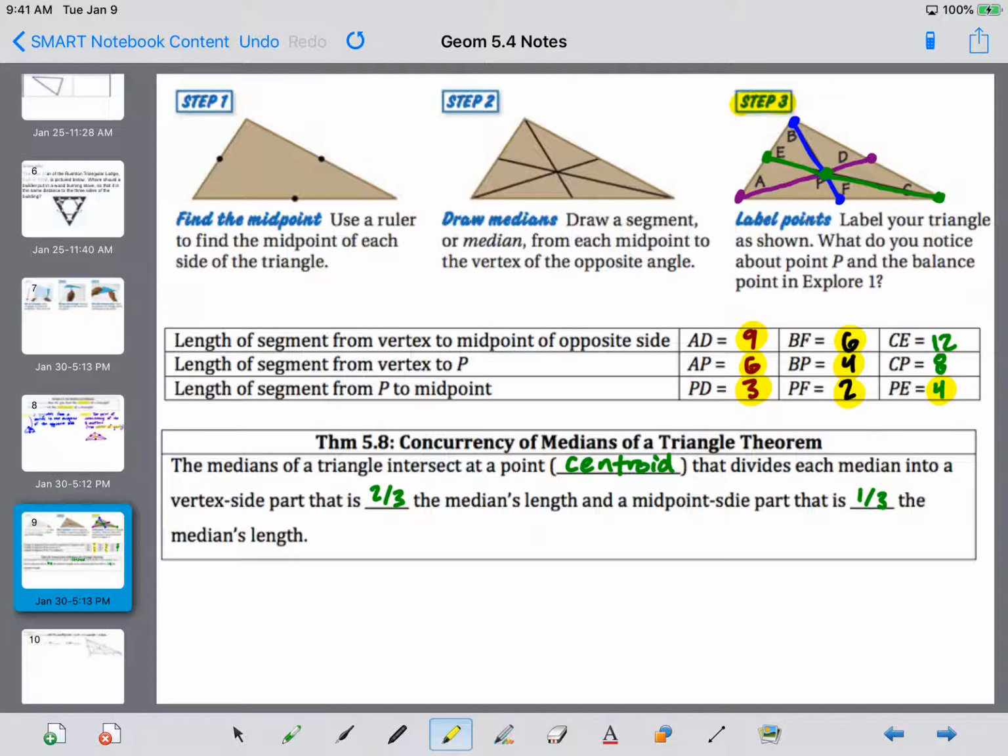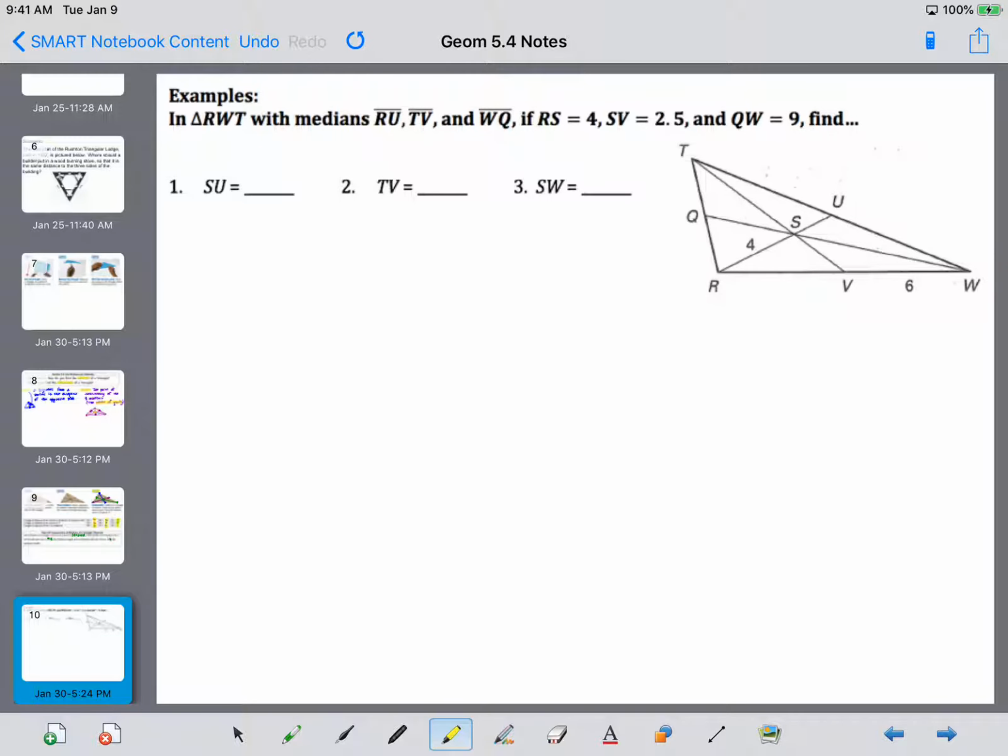And 4 is a third of 12. So if you divide 12 by 3, you get 4. And then 2/3 would be double 4. So yeah, and we're going to use that fact to do an example down below here.